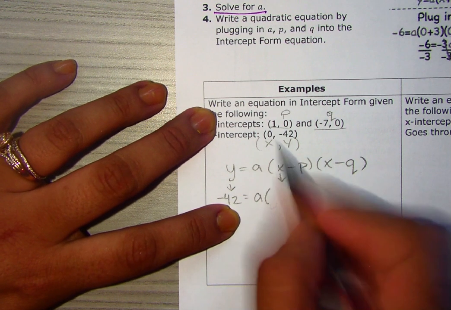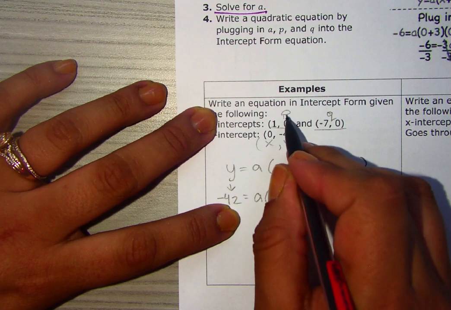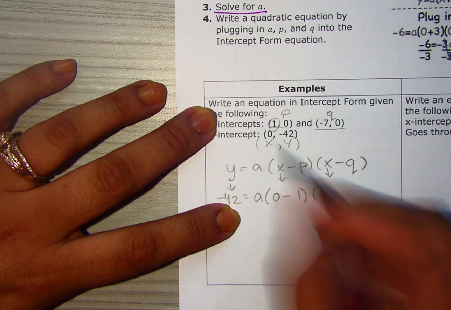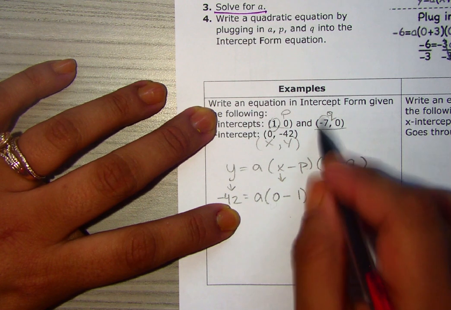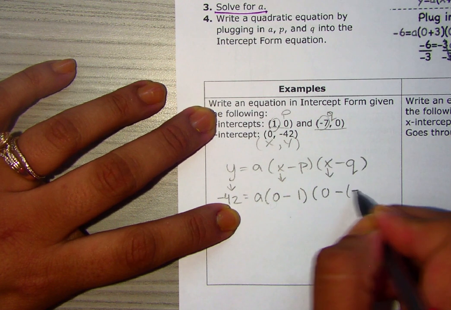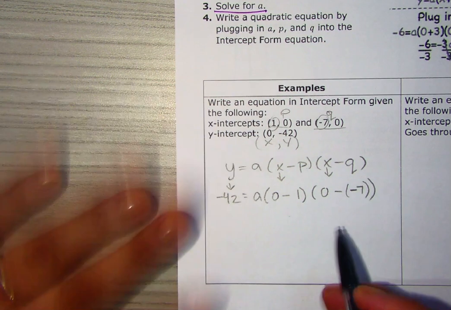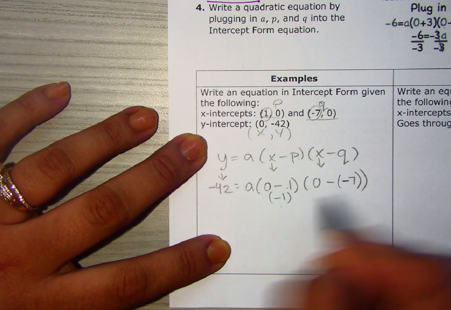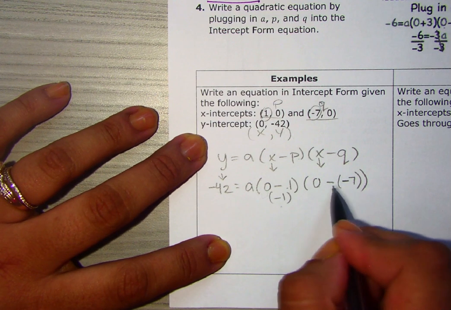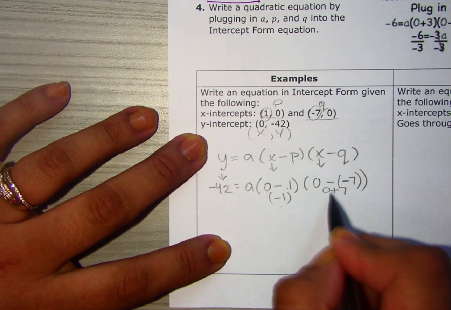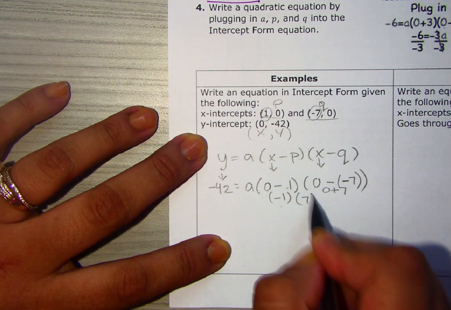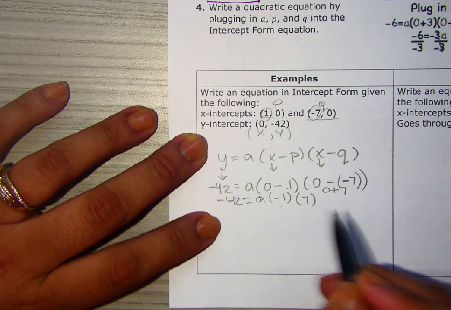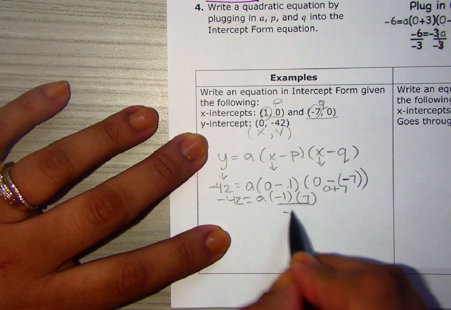For the x, we're going to put 0 minus your p. Your p value is that 1. And then repeat it again. We're going to have x, which is that 0, minus your q. Your q is that -7. So we're going to put minus -7. We simplify, we end up doing 0 minus 1, which is negative 1. Here is 0 minus negative 7, so that becomes 0 plus 7, and 0 plus 7 is just 7. A is still in the front, negative 42 is still there. Then we multiply these two, and we end up with negative 7.